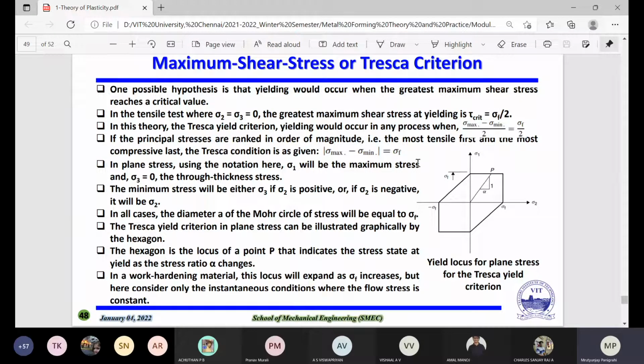Or in another way, if you want to take the magnitude of that sigma f, then you have to consider sigma f as sigma max minus sigma min. What is the maximum value you have, and you subtract the minimum value, then you find out the stress value, or the flow stress. Okay.